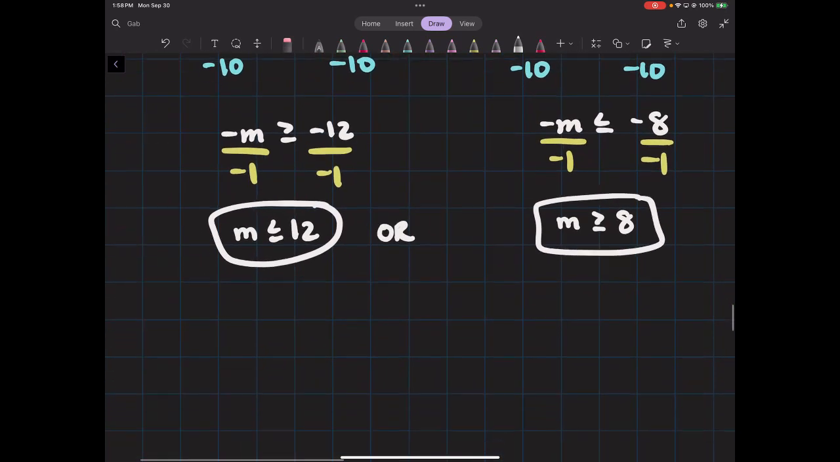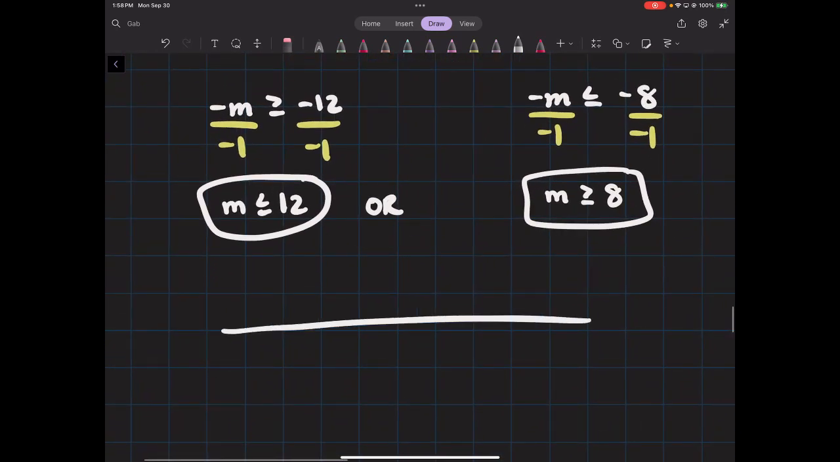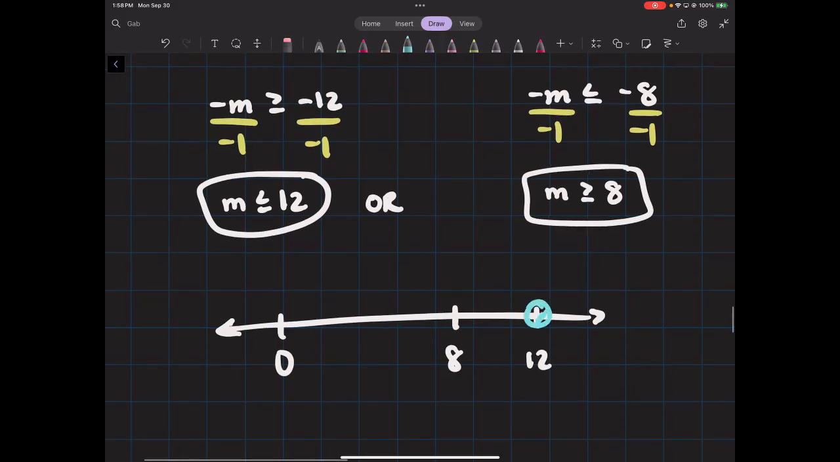Okay, let's take a look at how this graph looks now. Okay, I got 0 right there, 8's right here, and 12 is over here. Okay, this one I'll be very careful with. So for the 12, open or closed? Closed, and which direction? No, left. Left. For the 8, open or closed? Closed. Which direction? Right.